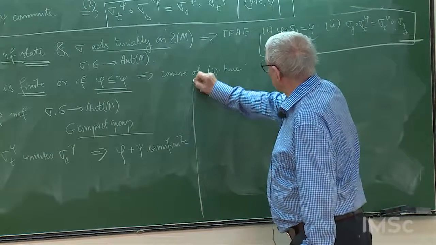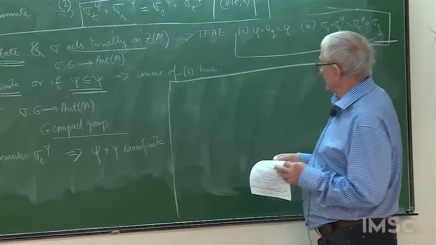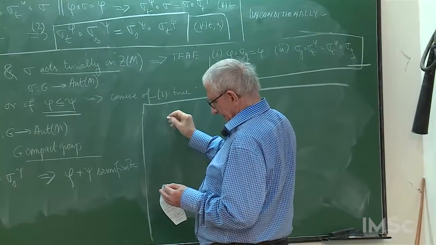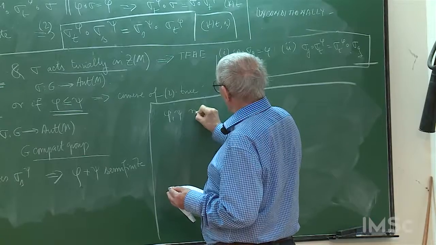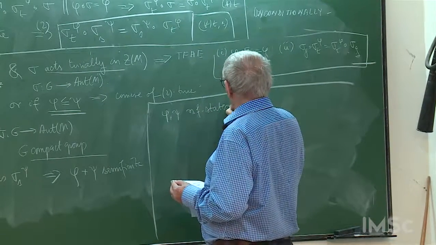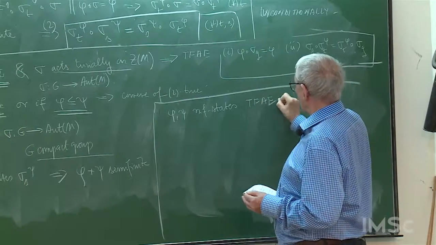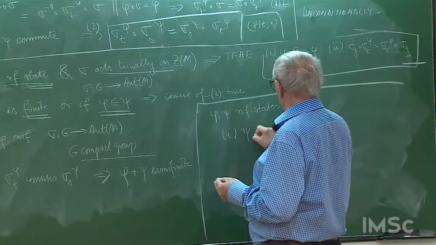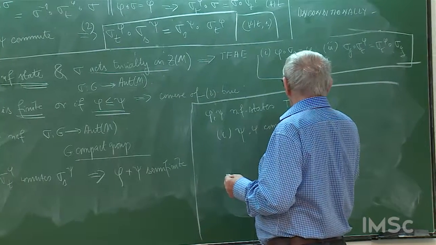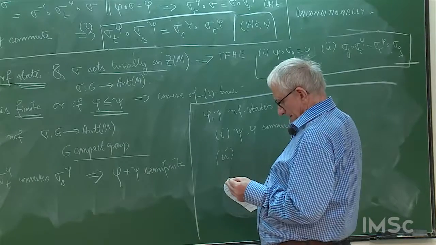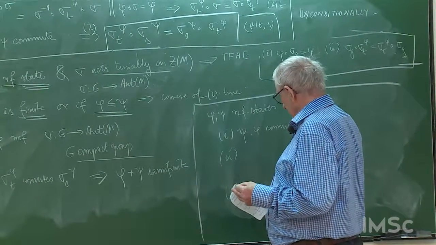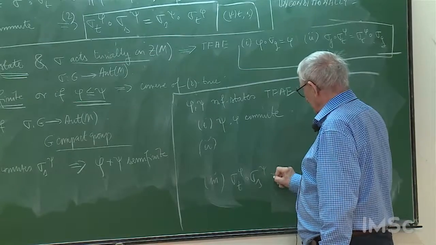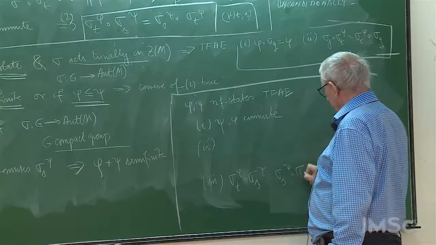Okay, the last thing that I would mention is the following, which is not about the converse of this: for phi, psi normal faithful states, the following are equivalent. Namely, that psi and phi commute. The second thing, and the third thing, is sigma_t^phi composed with sigma_s^psi is equal to sigma_s^psi composed with sigma_t^phi.